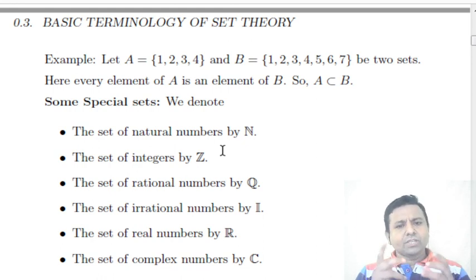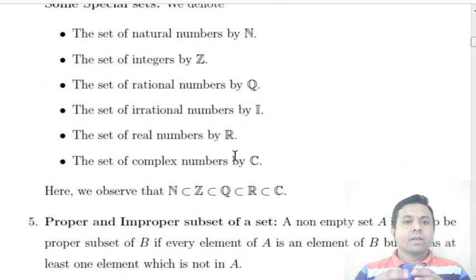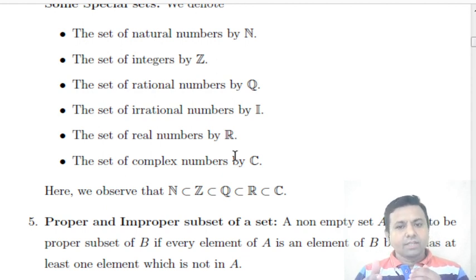We have some special sets. We denote the set of natural numbers by N, the set of integers by Z, the set of rational numbers by Q, the set of irrational numbers by I, the set of real numbers by R, and the set of complex numbers by C. We observe that the set of natural numbers is a subset of the set of integers, the set of integers is a subset of the set of rationals, the set of rationals is a subset of the set of reals, and the set of reals is a subset of the set of complex numbers. So these are the subset relations.